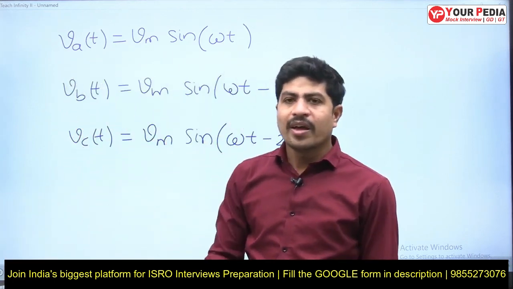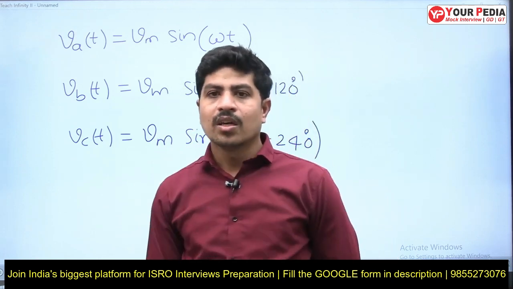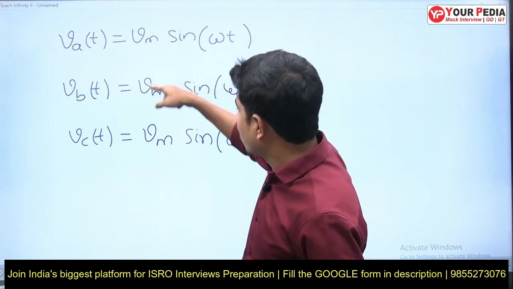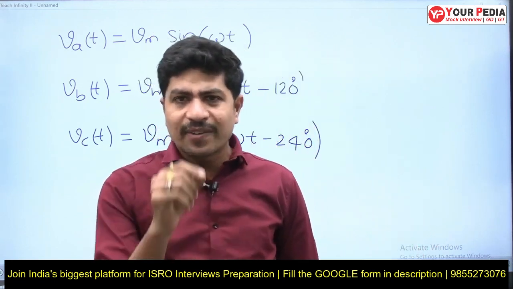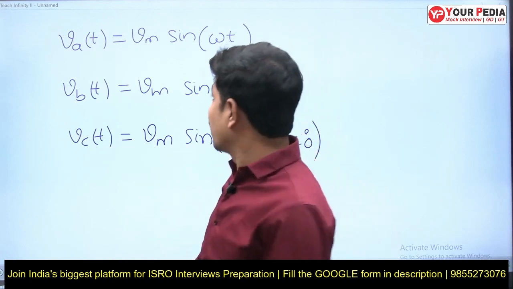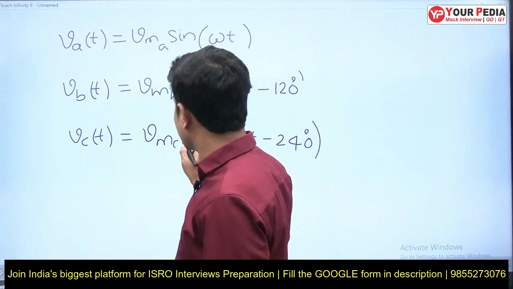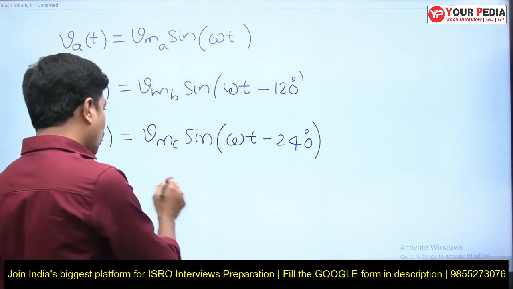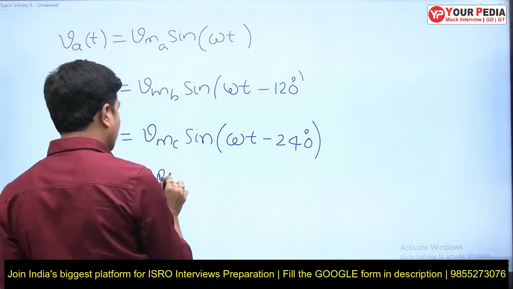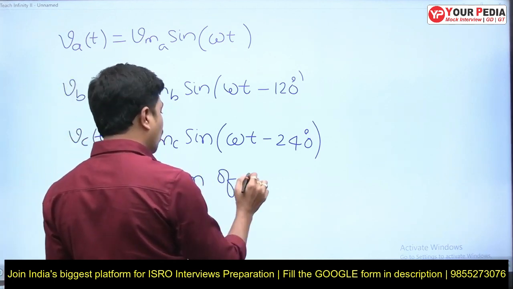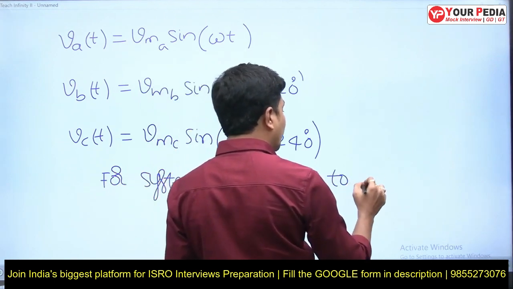For a system of voltages to be balanced, the maximum magnitudes of all three phase voltages must be equal. If the maximum magnitudes are equal, I can simply call this one Vma, this one Vmb, this one Vmc. Then what is the first condition that is required for a system of voltages to be balanced?